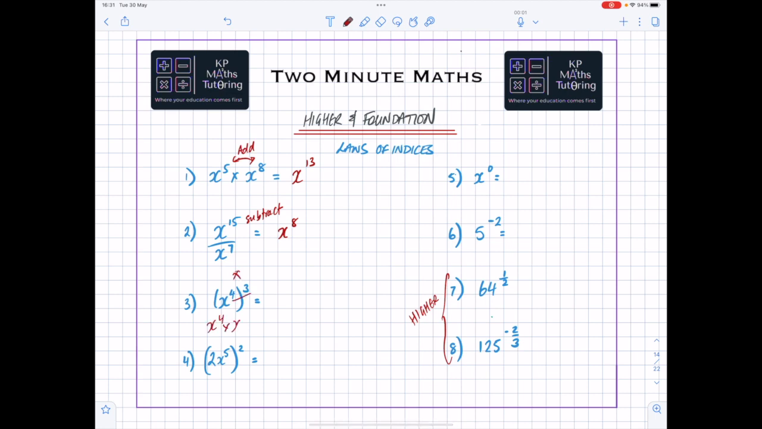Next one, when you see it in brackets, you multiply those two together, because that actually means x to the power of 4 times x to the power of 4 times x to the power of 4, which means you would then technically add the 4, add the 4, add the 4, so you can just times by 3, so that becomes x to the power of 12.